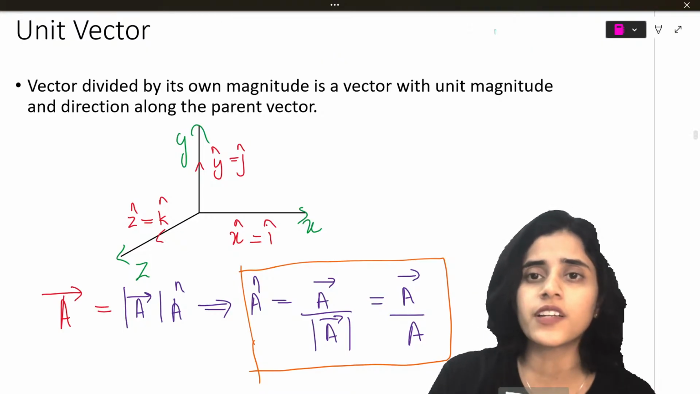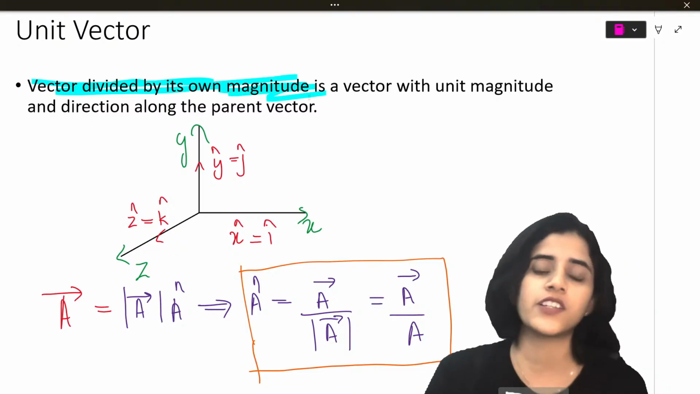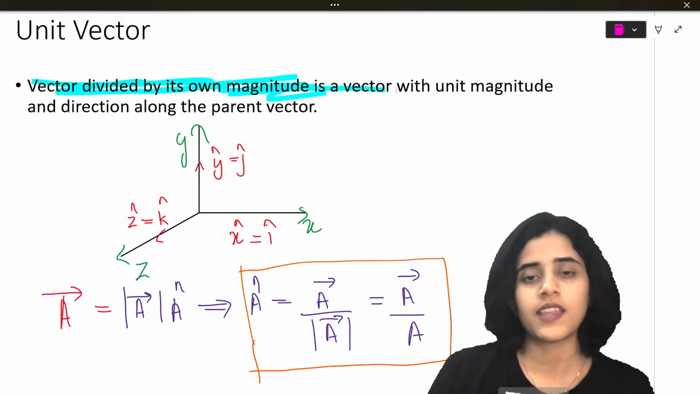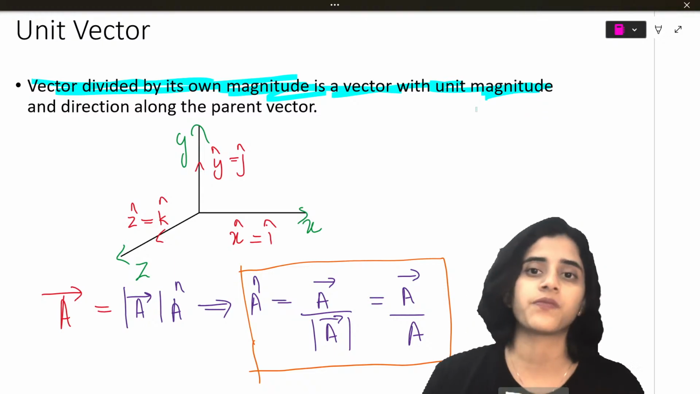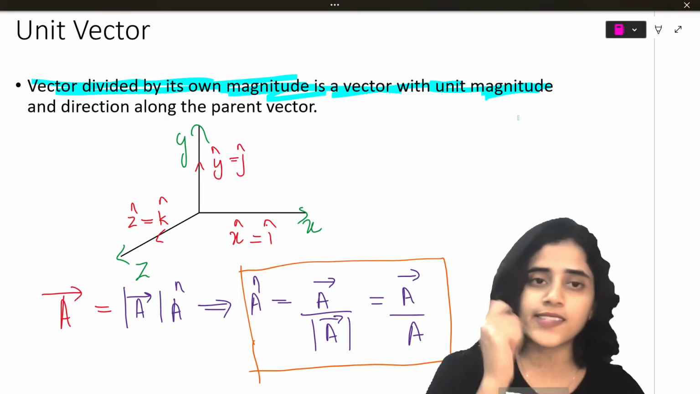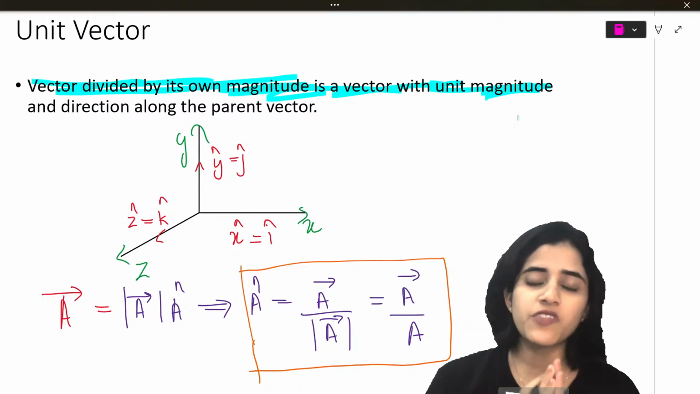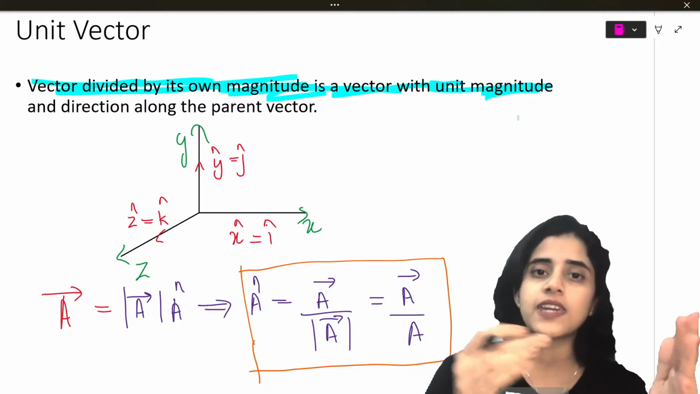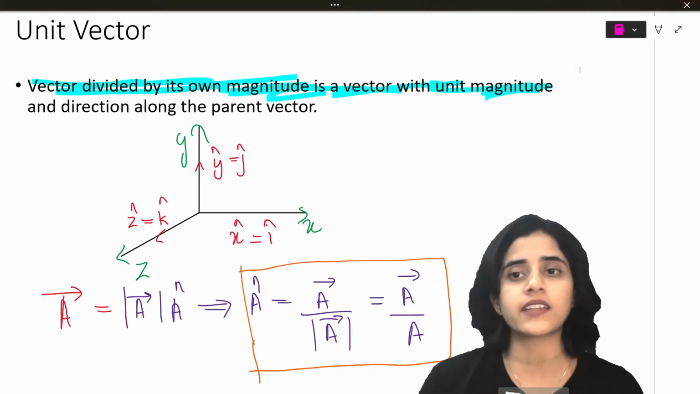So what is a unit vector? It is when a vector is divided by its own magnitude. For example, a vector A is divided by the magnitude of A. That is called a unit vector. Netra says it's clear to her. So, what is a unit vector? A unit vector is basically a vector which has a cap, like A cap, B cap, C cap. And it is equal to a vector divided by the magnitude of the vector.